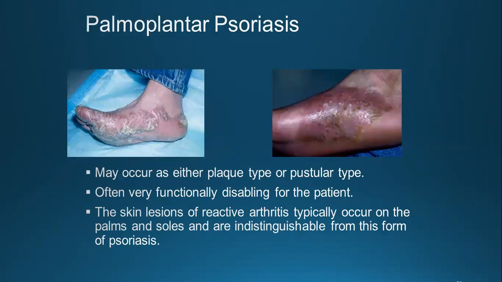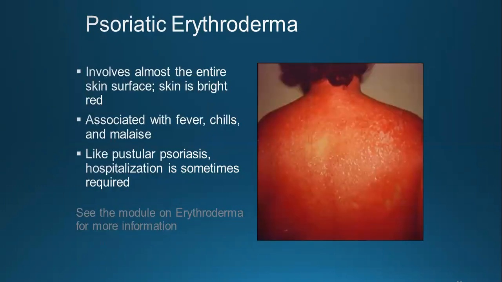Palmoplantar psoriasis. This variety involves only the palms and plantar aspects, and the rest of the body is perfectly normal. It may occur as either plaque or pustular variety, functionally very disabling for the patient because the patient cannot walk. It's painful. The patient cannot perform daily chores, job, occupation, all are affected. The skin lesions of reactive arthritis are similar, occur on the palms and soles, and are quite indistinguishable from this type of psoriasis. Reactive arthritis is Reiter's disease. Then you have to look for other associated findings of Reiter's disease to differentiate this.